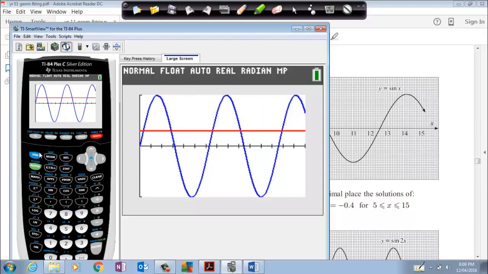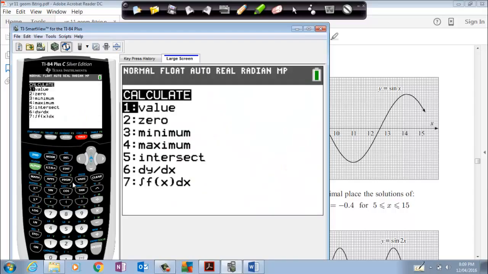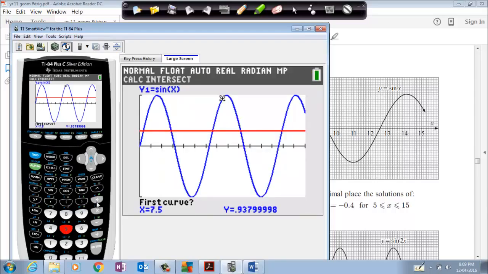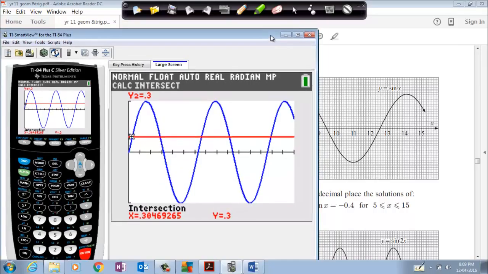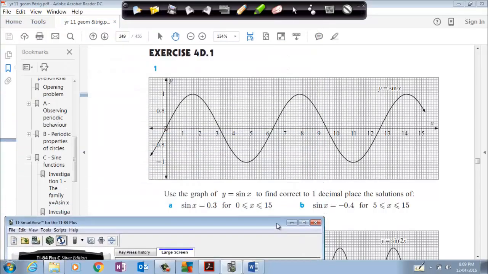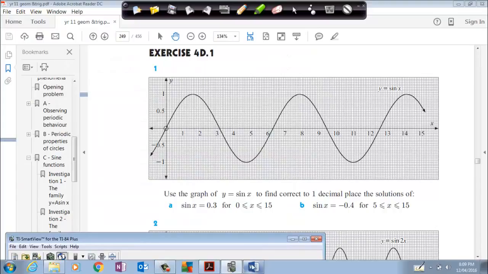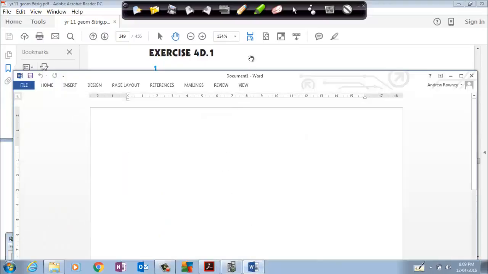Now, to find that, you just have to go second calc, intersect, which is 5, and you ask for the first curve, ask for the second curve, ask for a guess. So we're going to go over to the first point, and it'll give us the closest answer to that. So if we press enter, we get an answer of 0.304. So when x is 0.304, we have our y value as 0.3. So we can now add that in to the answer.